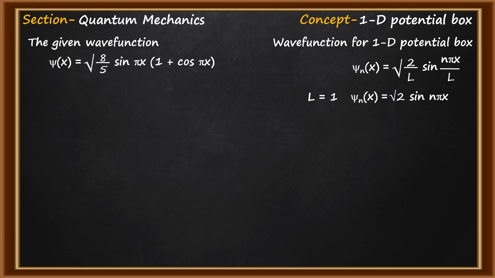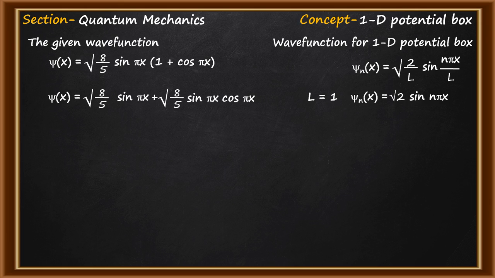First of all, we will omit the bracket and write down the expanded wave function. So it will become psi x is equal to square root of 8 by 5 sin pi x plus square root of 8 by 5 sin pi x cos pi x. Now you can see that this wave function is a sum of two wave functions. The first term is matching with the general wave function expression, though the coefficient is not matching, but the overall form is matching. The second term has a cosine term which is not there in the general wave function formula. So first of all, we have to omit this cos pi x term.